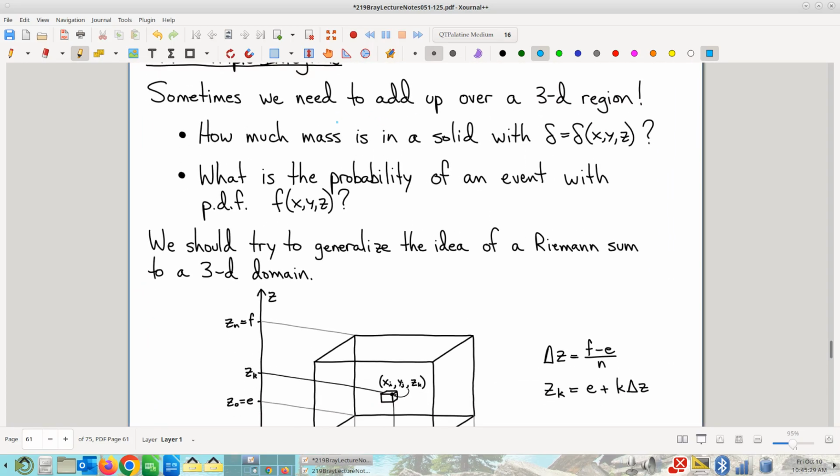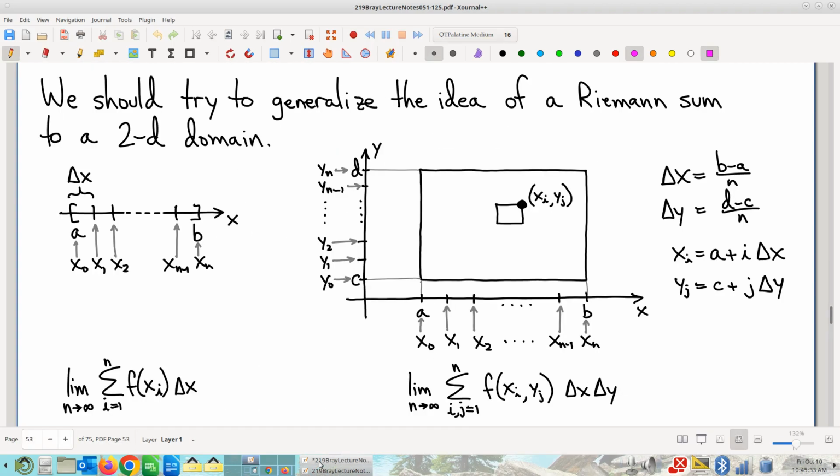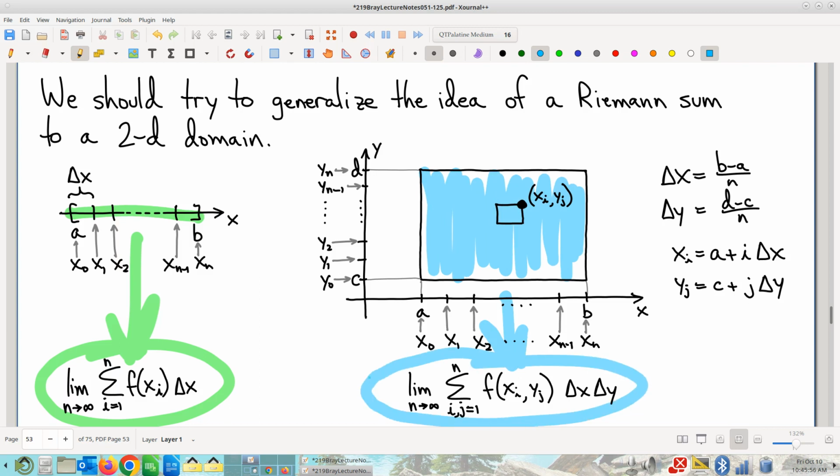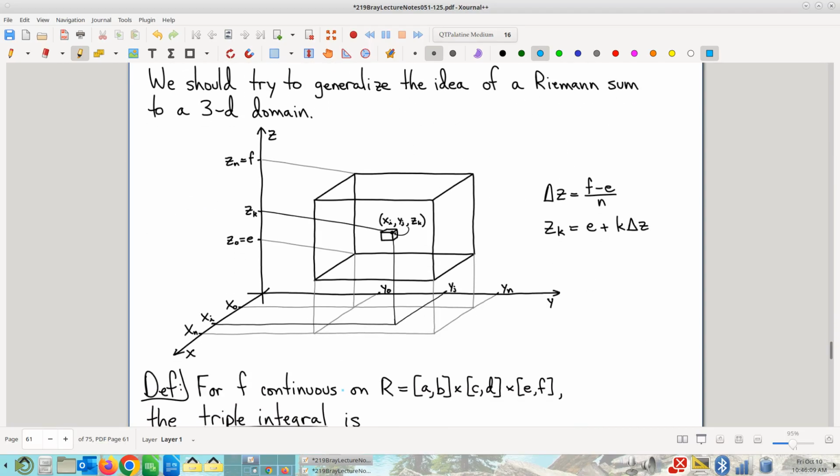I'm going to say, sometimes we need to chop up not a one-dimensional interval, thus giving us a one-index Riemann sum, aka a single variable integral. Not a two-dimensional domain, giving us a two-index Riemann sum, aka a double integral. Sometimes we're chopping up a three-dimensional domain. Stands to reason, right? Reasonable extension. We're just extending our previous extension.